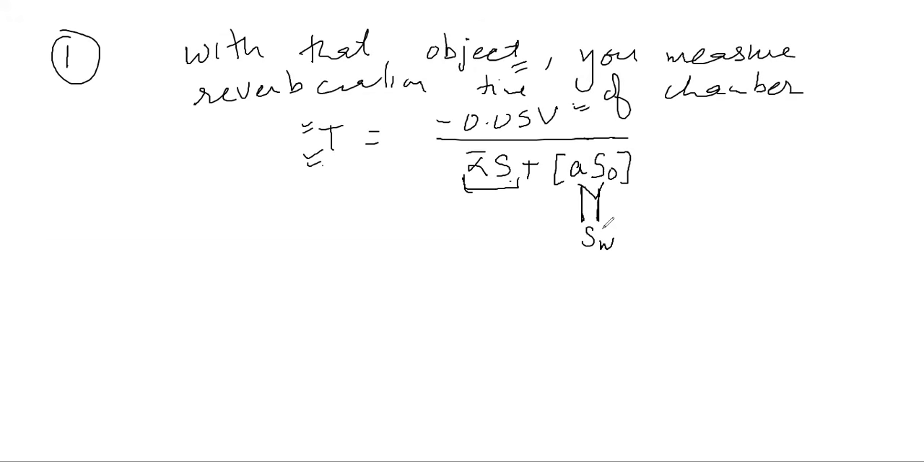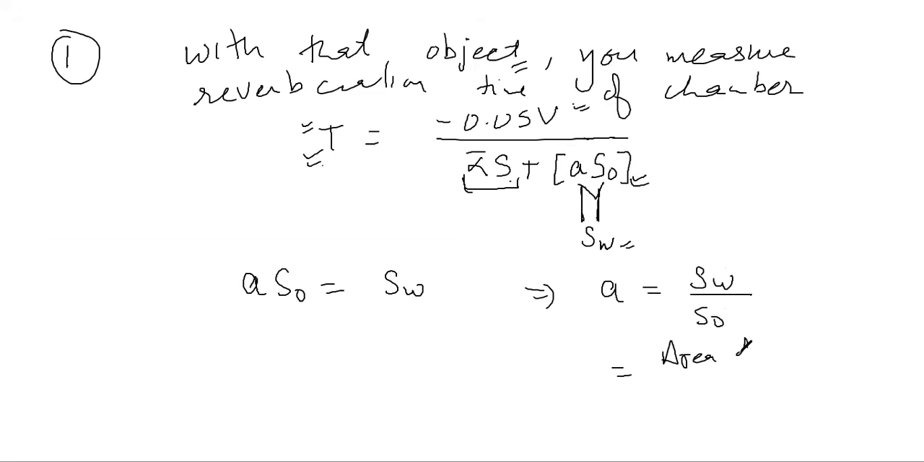Which means that now the absorbing power of your window will be exactly the same as the absorbing power of that object. Remember, a window has absorption coefficient equal to 1. So this basically means that A S naught is equal to SW, or I can say that your absorption coefficient is equal to SW over S naught, which is basically the area of the window divided by the area of the object.